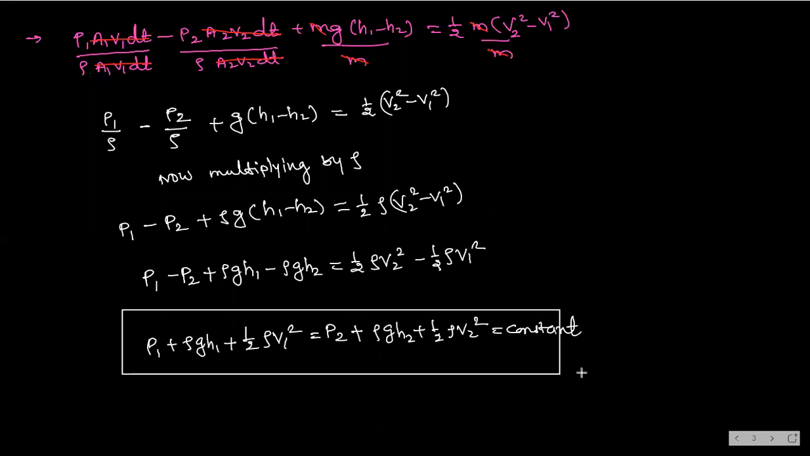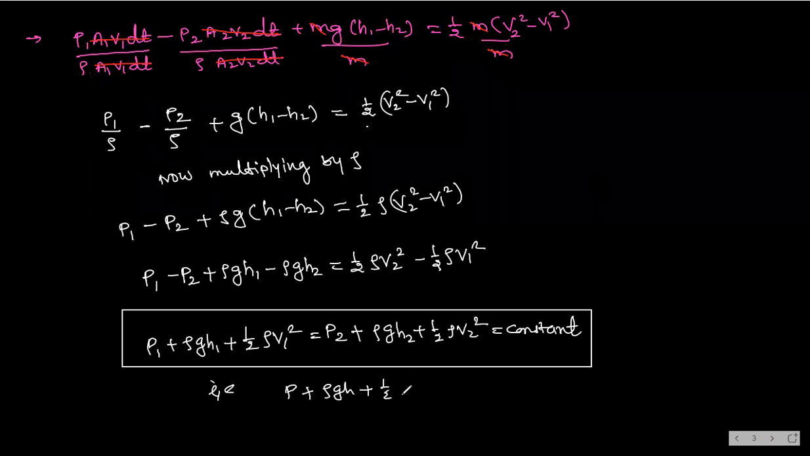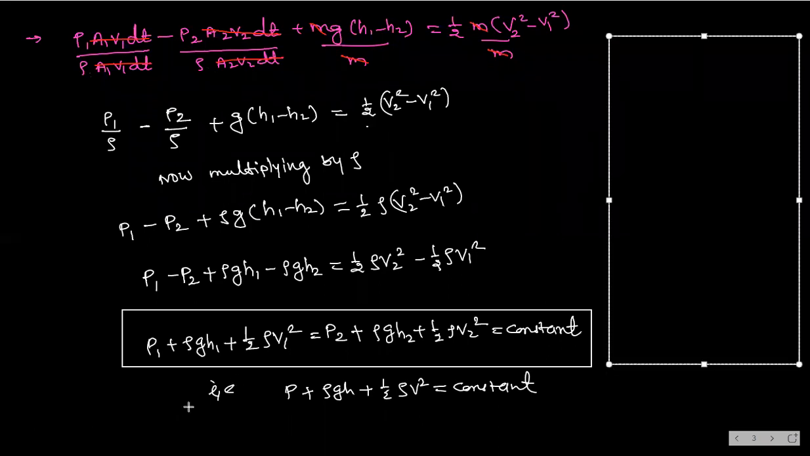Yes, no? Clear? Now here, what was our statement? That P plus rho g h plus half rho V square is always going to be constant. Now you see here, kinetic energy is equal to half m V square, and this kinetic energy per unit volume is equal to half m V square by V, which is equal to half rho V square.